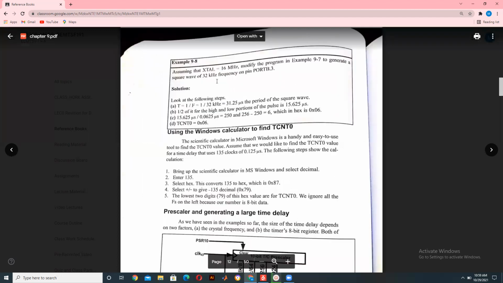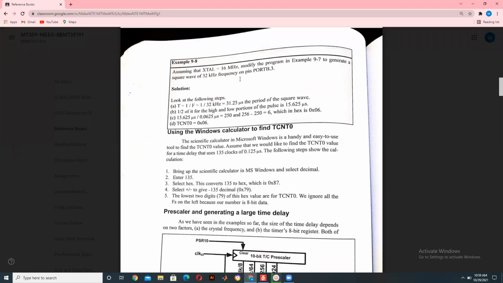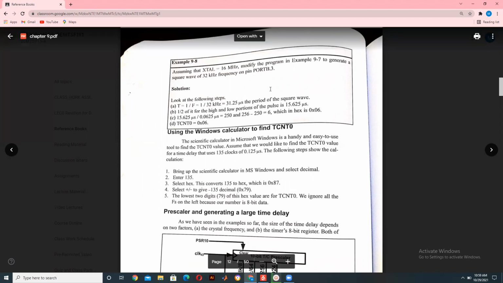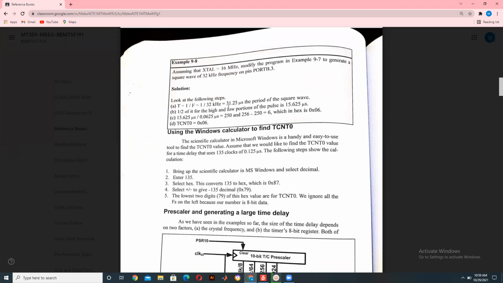Now, examine that XTAL is equal to 16 megahertz. Modify the program in example 9.2 to generate a square wave of 32 kilohertz frequency on port C. The task we were given is to modify the program. So TF is equal to 1. We find that the frequency is equal to 32 kilohertz, and 32 kilohertz is equal to a period of 31.25 microseconds. Then divided by 2 gives the high and low portions.